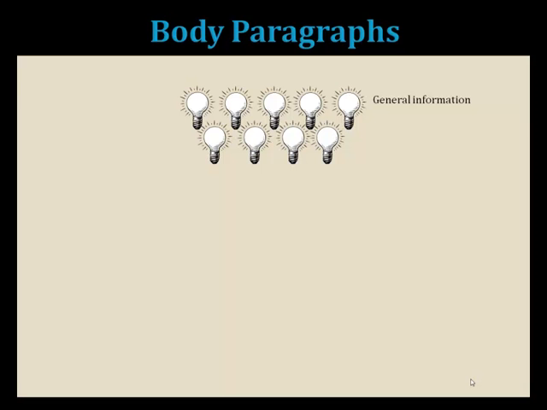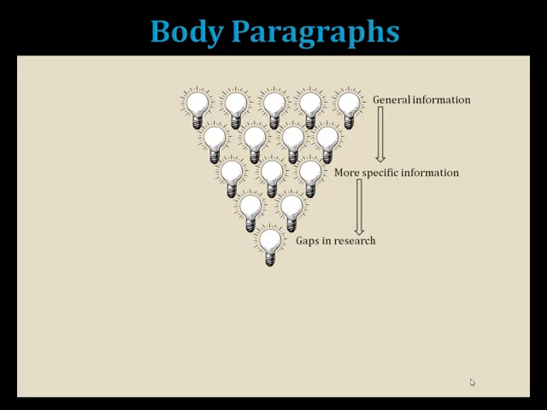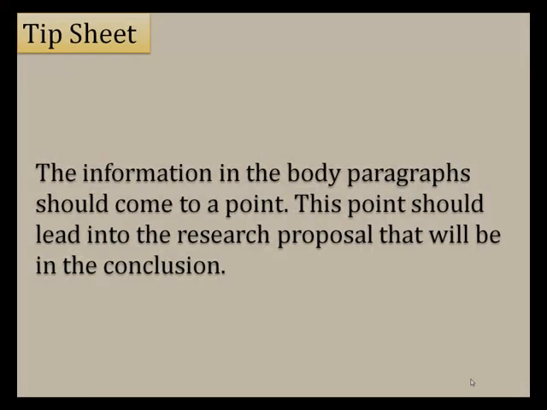Following the outline you have created, summarize the literature for your reader in a way that makes sense. Start with the most basic information and end with the most complicated. Tip: the information in the body paragraphs should come to a point. This point should lead into the research proposal that will be in the conclusion.